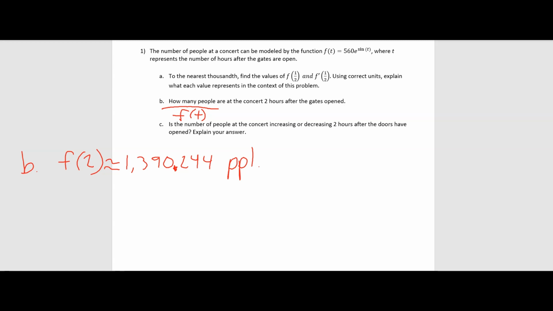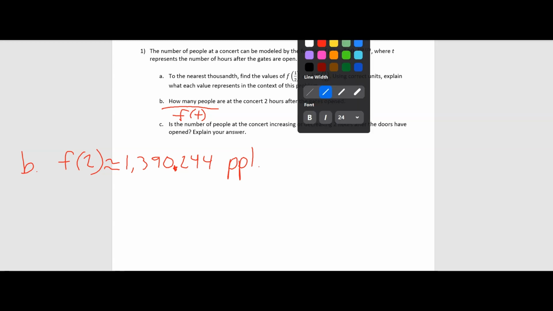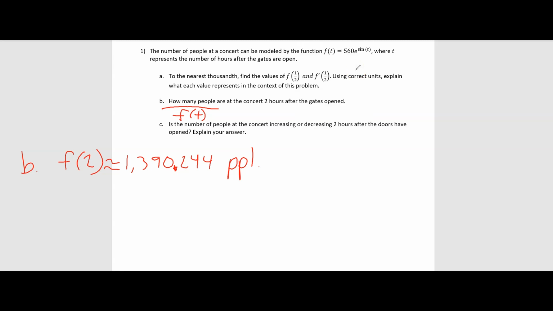Again, on the AP exam, you don't have to round to anything other than 3 decimal places unless they specifically ask you to. You don't have to try to think, well, there are these units, so maybe I should round to the nearest whole number. Nope, on the AP exam, 3 decimal places always, rounded or truncated, unless they specifically say something different. Okay, on to our part C, our last part.